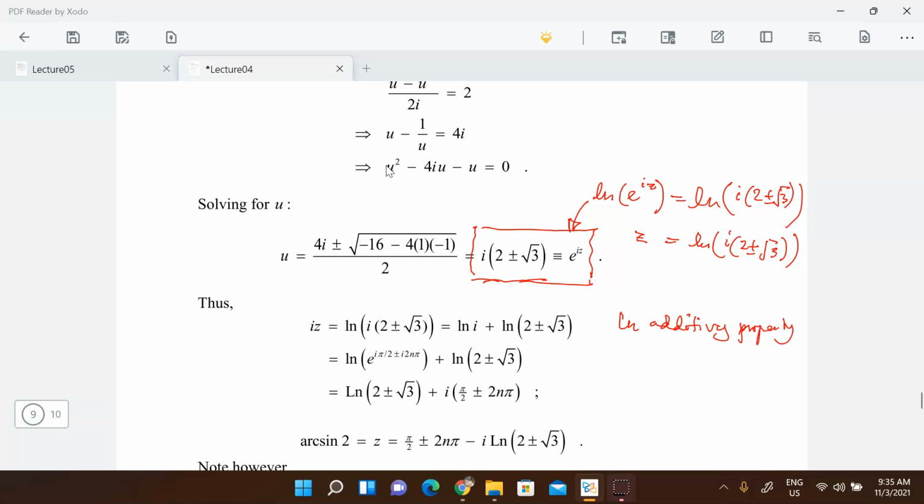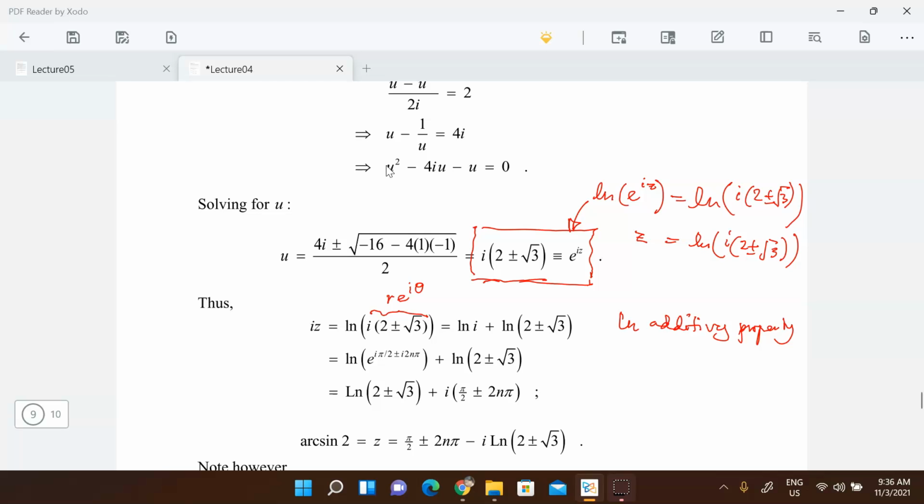So I get log i plus log 2 plus or minus root 3. Now this is simpler compared to this. Otherwise, you can also directly from here take this complex number and find the polar form for that. You can do that if you want to, but I have done it in this particular way. So there are many ways to solve this.